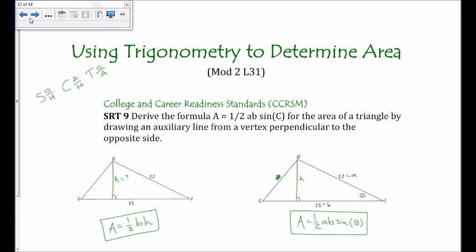In our next video, we are going to be using trigonometry, specifically the sine ratio, to determine areas of triangles. In this video, we are going to cover one CCRSM standard, and that is SRT 9. To derive the formula, the area is 1/2 A times B times the sine of C for the area of a triangle by drawing an auxiliary line from a vertex perpendicular to the opposite side.